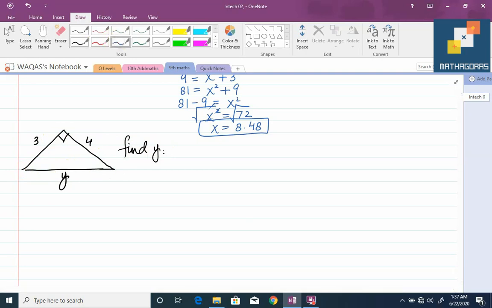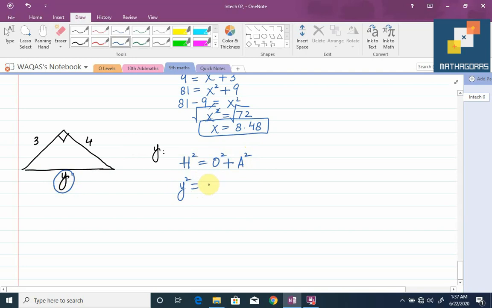For y, first thing you need to highlight the hypotenuse. Hypotenuse is y. Working formula is hypotenuse square is equal to opposite square plus adjacent square. Hypotenuse square is y square, opposite square is 3 square, adjacent square is 4 square. Or you can write 4 square plus 3 square, it is the same. 3 square is 9, 4 square is 16, and that is equal to y square. So y square is equal to 9 plus 16, 25.